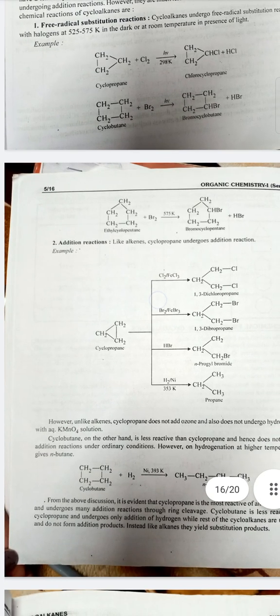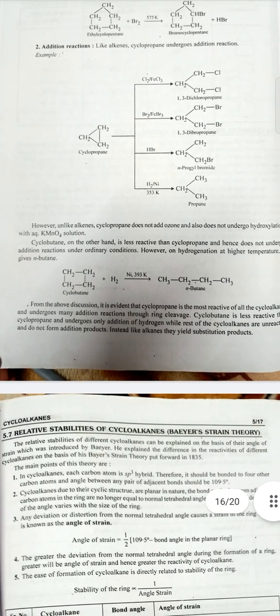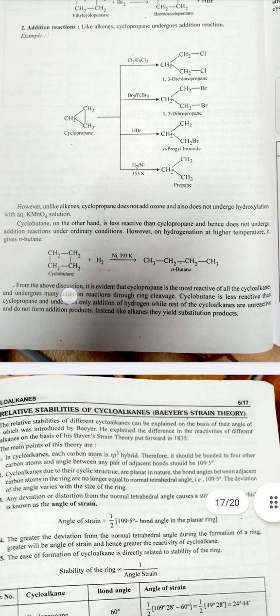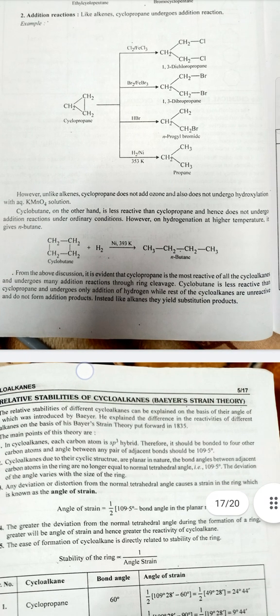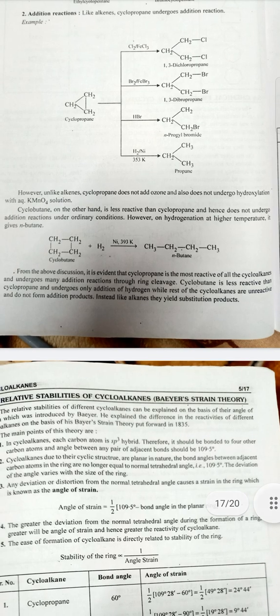Cyclobutane, on the other hand, is less reactive than cyclopropane and hence does not undergo addition reaction under ordinary conditions. However, on hydrogenation at higher temperature, it gives n-butane. From the above discussion, it is evident that cyclopropane is the most reactive of all the cycloalkanes and undergoes many addition reactions through ring cleavage.